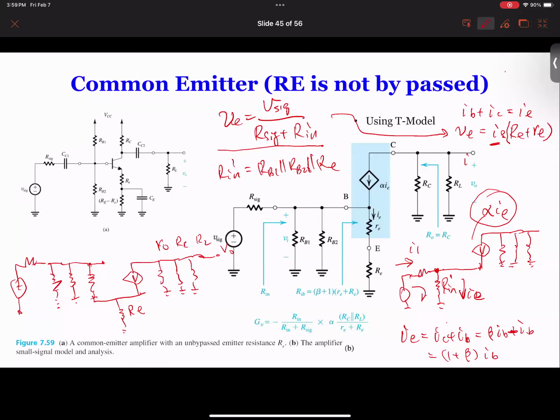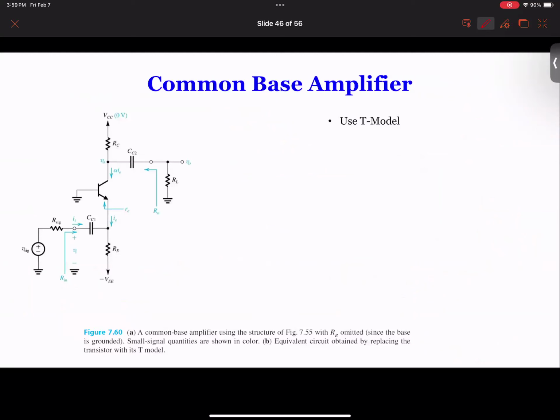Yeah, next slide. So then we can have alpha times IE multiplied by the parallel of this resistance to get the output. Okay, so this means we avoid a complex nodal analysis where you have to manipulate, but in this case, we simply derive it step by step. We don't have to do those complicated circuit analyses.